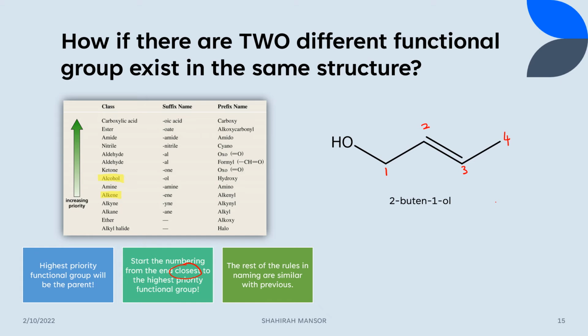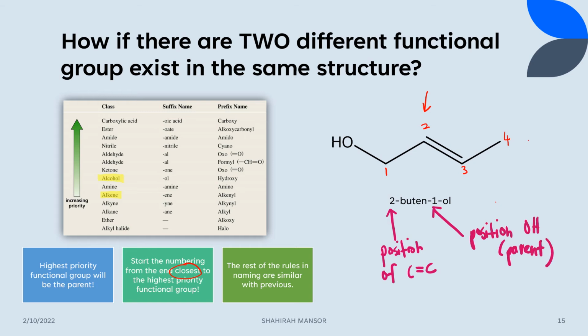Okay, so 2-butene 1-ol is gabungan of alcohol dan juga alkene. Okay, so 2-butene, 2 itu adalah positions of carbon-carbon double bond, which is di sini, 2-butene. 1-ol adalah merujuk kepada positions of the OH, iaitu parent chain.